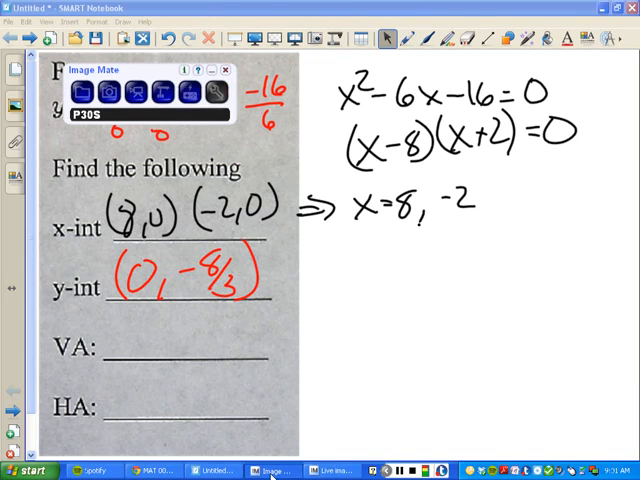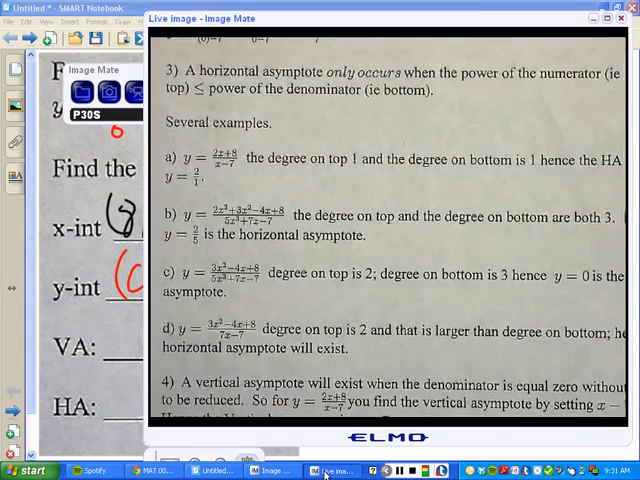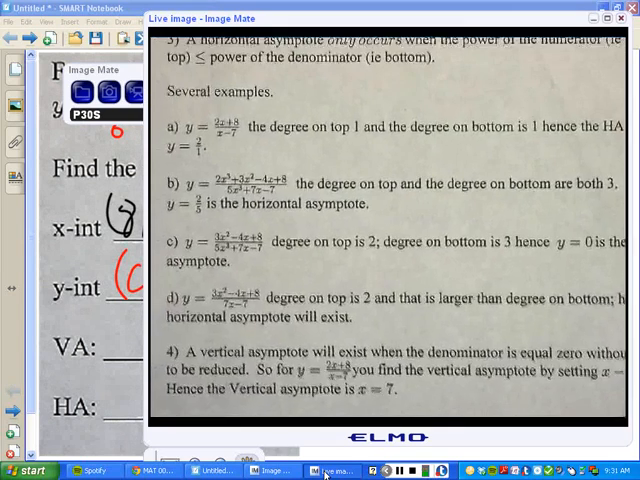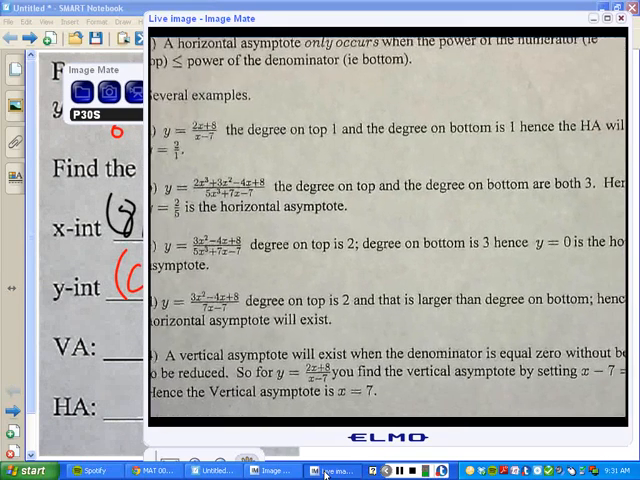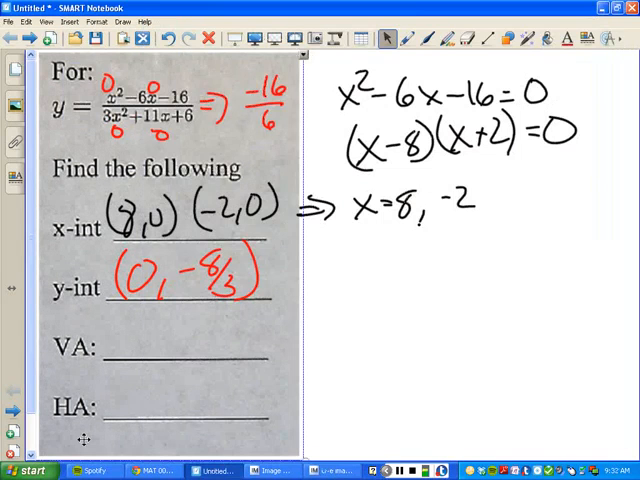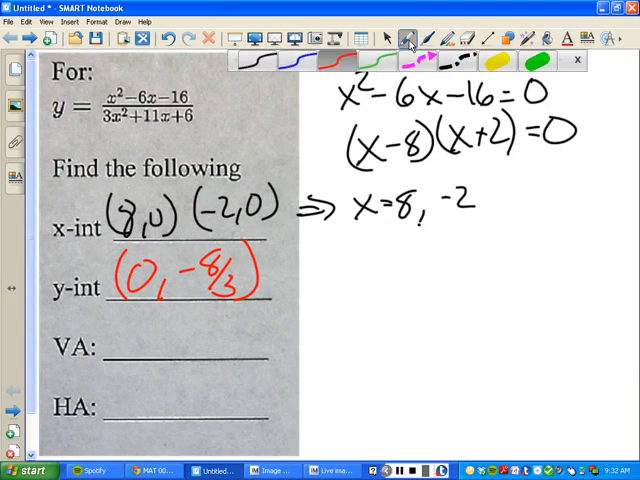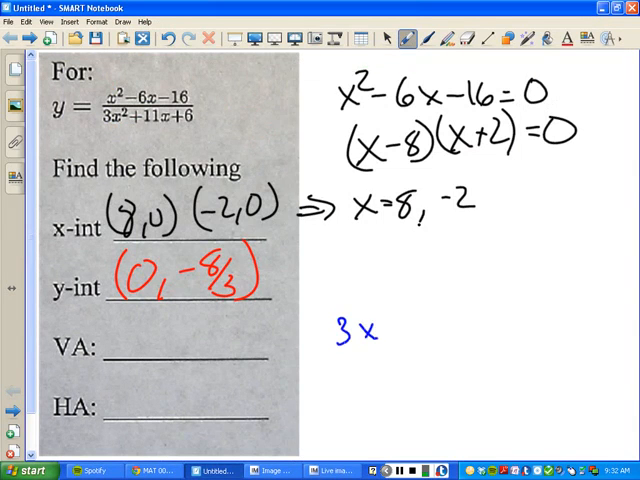Vertical asymptote. Vertical asymptote is somewhere around here. And the vertical asymptote will exist when the denominator is equal to 0. So to find the vertical asymptote, you're going to want to set the denominator equal to 0. So you're going to get 3x squared plus 11x plus 6 is equal to 0.